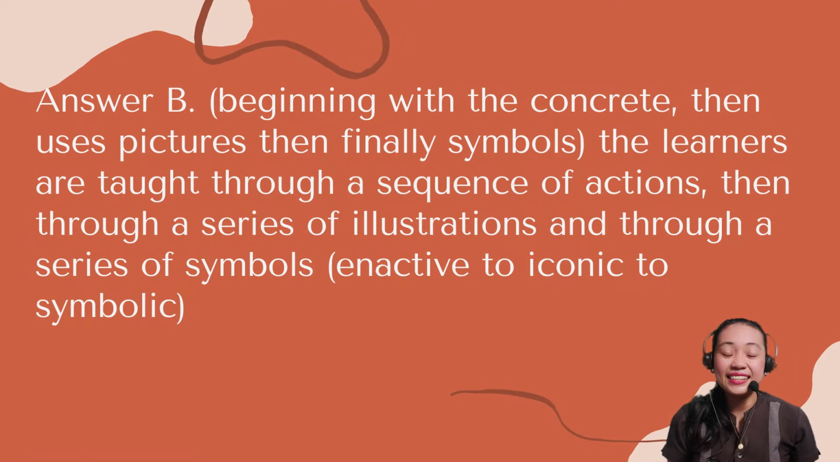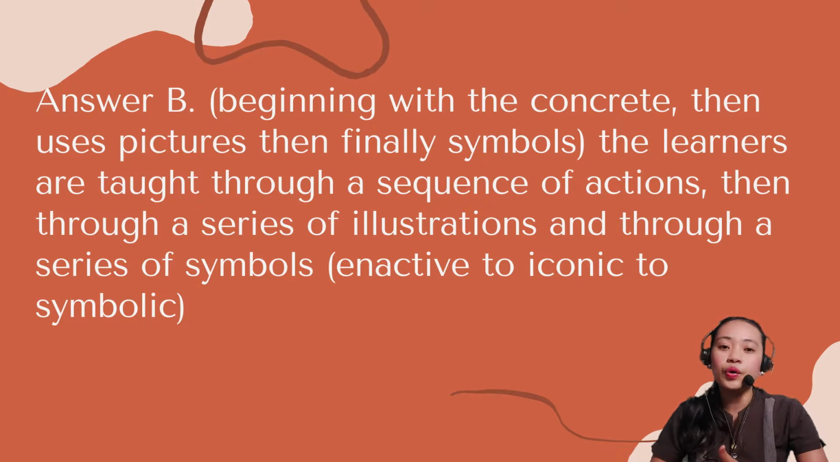Okay, so the correct answer is letter B, beginning with the concrete, then uses pictures, then finally symbols. The learners are taught through a sequence of actions, then through a series of illustrations, and through a series of symbols. So it is from inactive to iconic to symbolic.